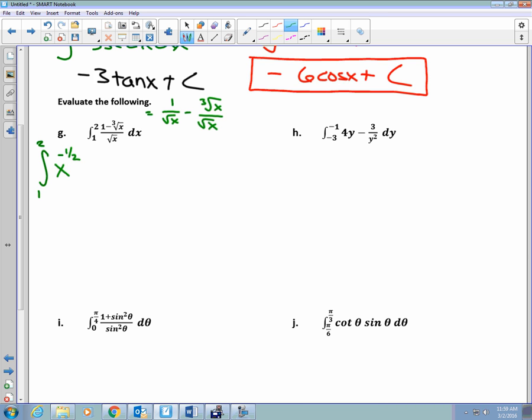Nope. x to the 1/3 over x to the 1/2, so 1/3 minus a half. What's 1/3 minus a half? 1/3 minus 1/2 is the same as 2/6 minus 3/6, which is negative 1/6. Now I've written it in polynomial form, and I can now evaluate it.